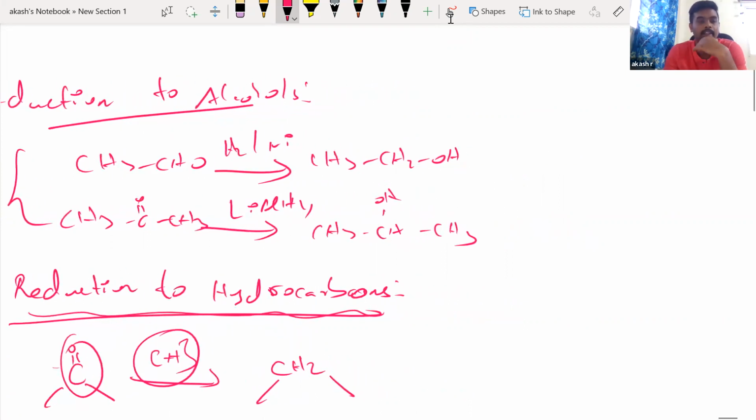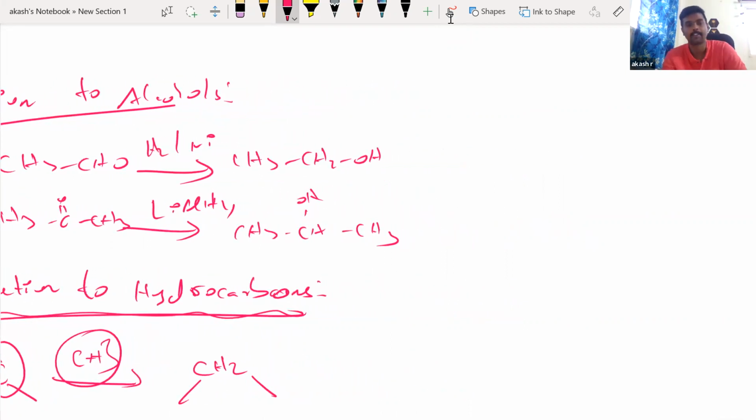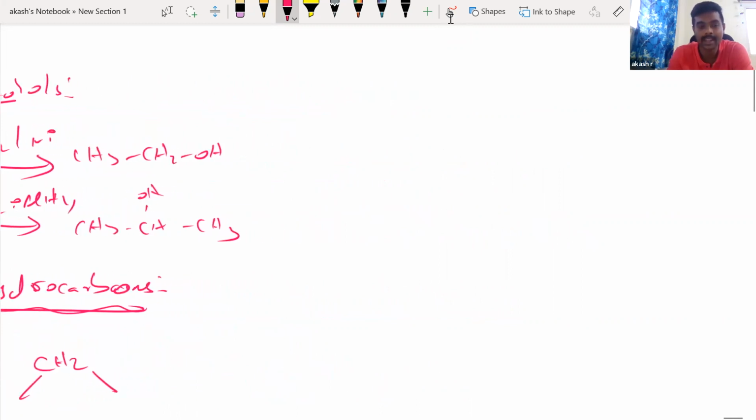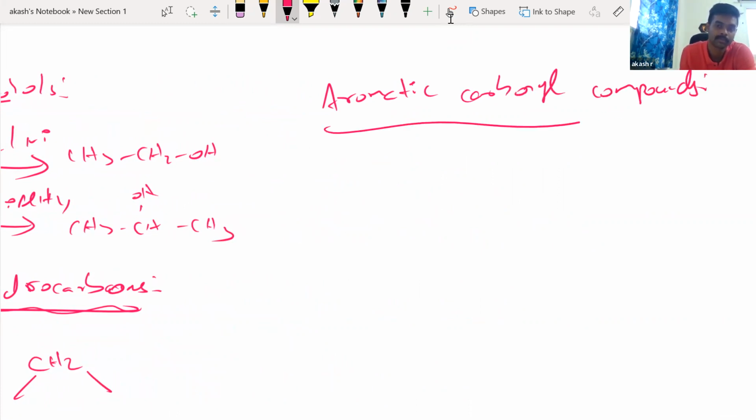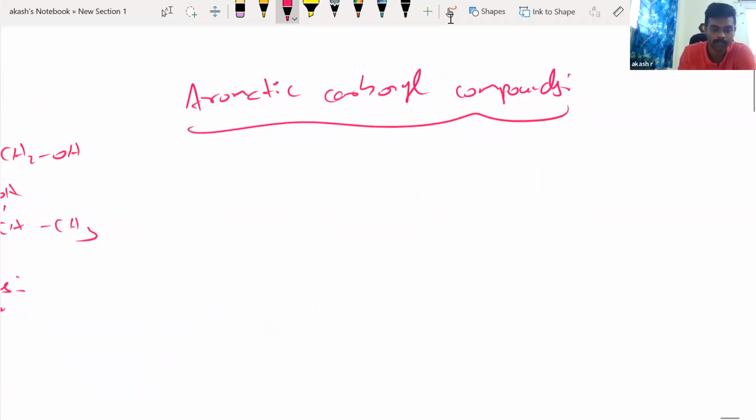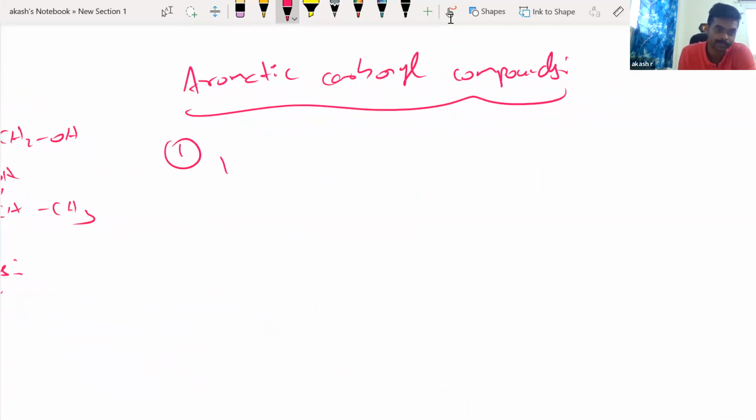Okay, fine. So next is how to produce benzaldehyde, say benzene with ketone. How do you produce all that? Let us try to understand first. Now we are going to go for aromatic carbonyl compounds. Let us see the preparation first.